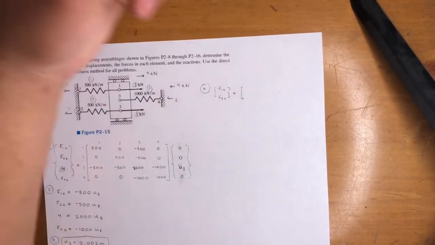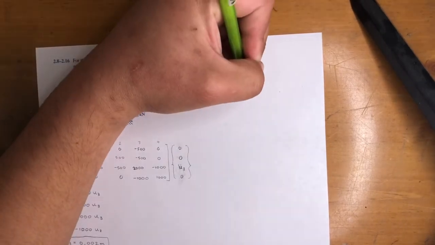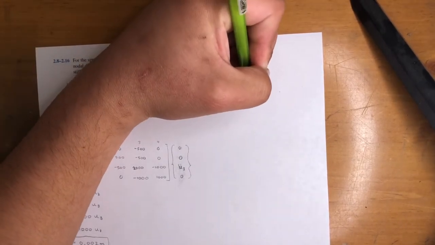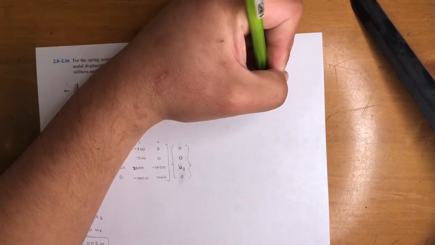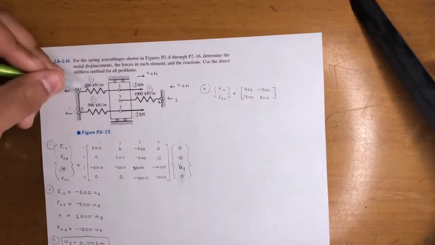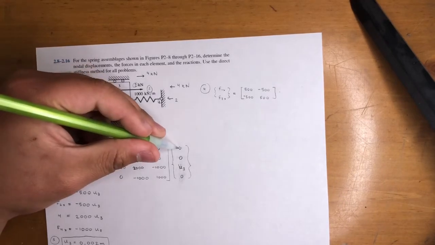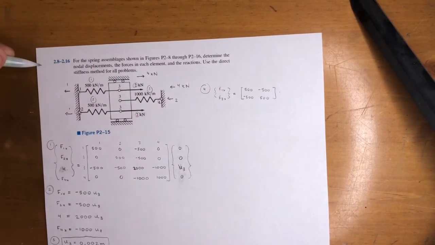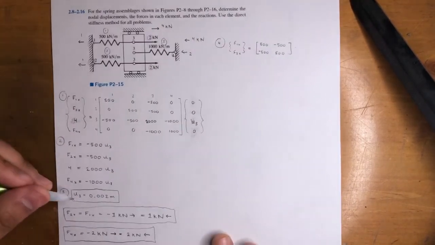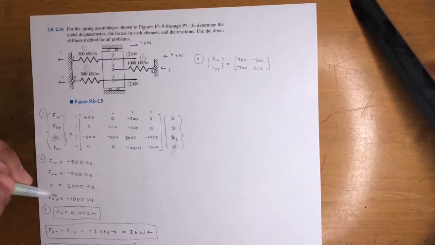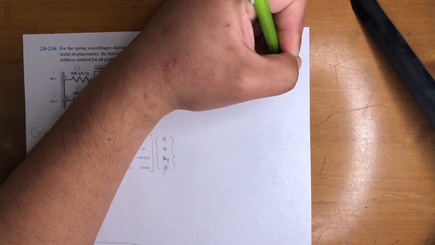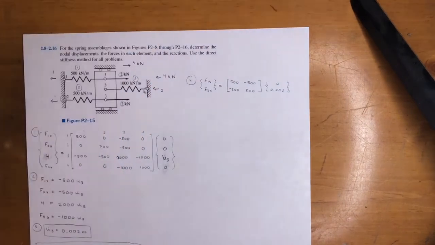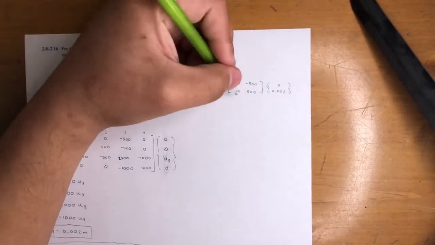So that value of the spring is 500. So 500, negative 500, negative 500, and 500. And it is between nodes 1 and 3, so you use U1 and U3. U1 is 0, U3 is 0.02. So cool. Then you just solve for them.